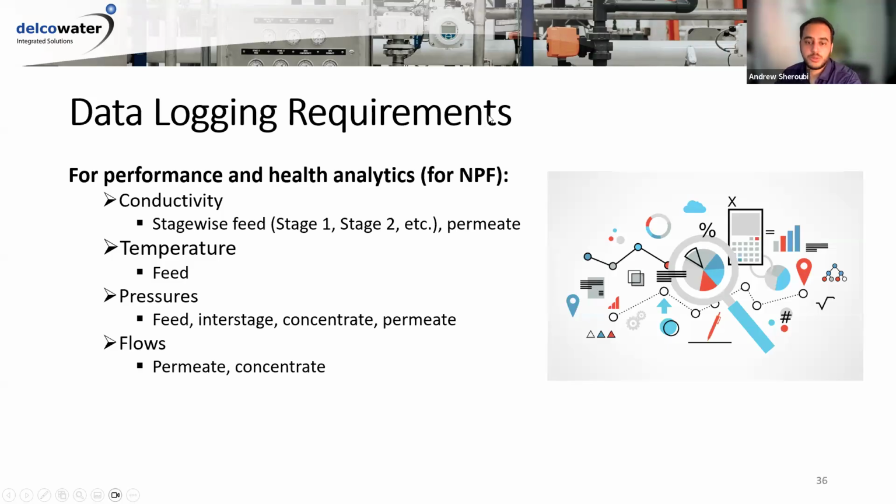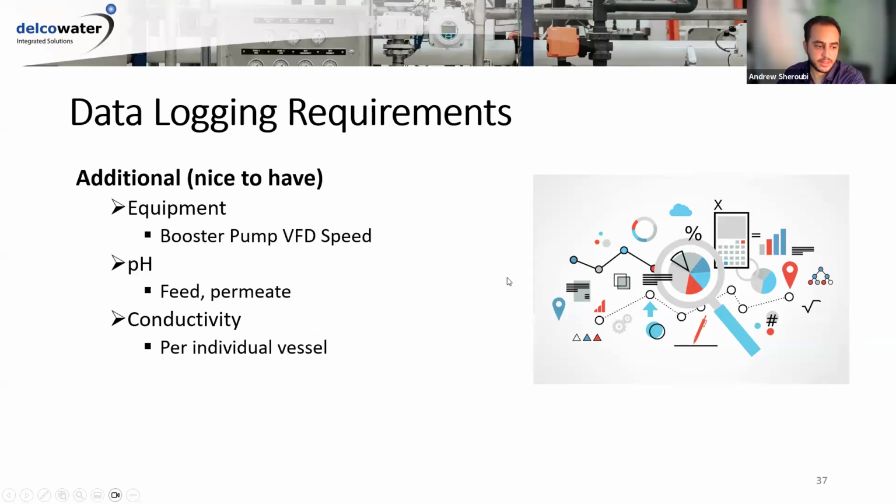So some of the things that you need to test: conductivity from every stage and the permeate. You need temperatures at the feed, obviously, and you need pressures all across. So the feed, between every stage, and the concentrate and the permeate. And obviously you need to see the flows in the permeate and the concentrate. Now I'll talk about what NPF is here in a second.